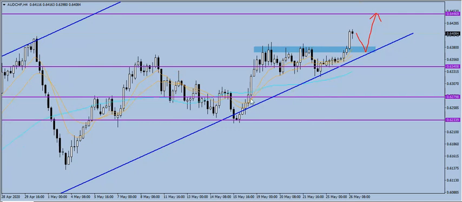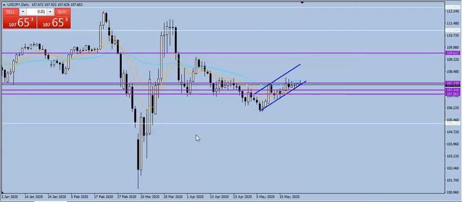Okay, now moving on to the next pair for today, the USDJPY. Okay, this is the daily time frame for the USDJPY. Just like I said, I love to start my analysis using the daily time frame.